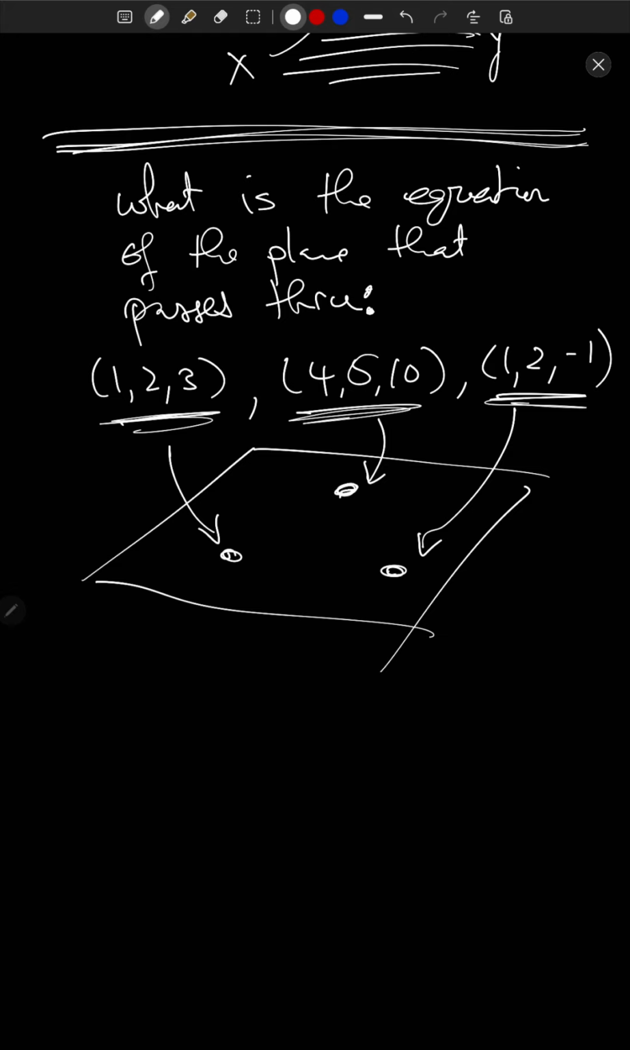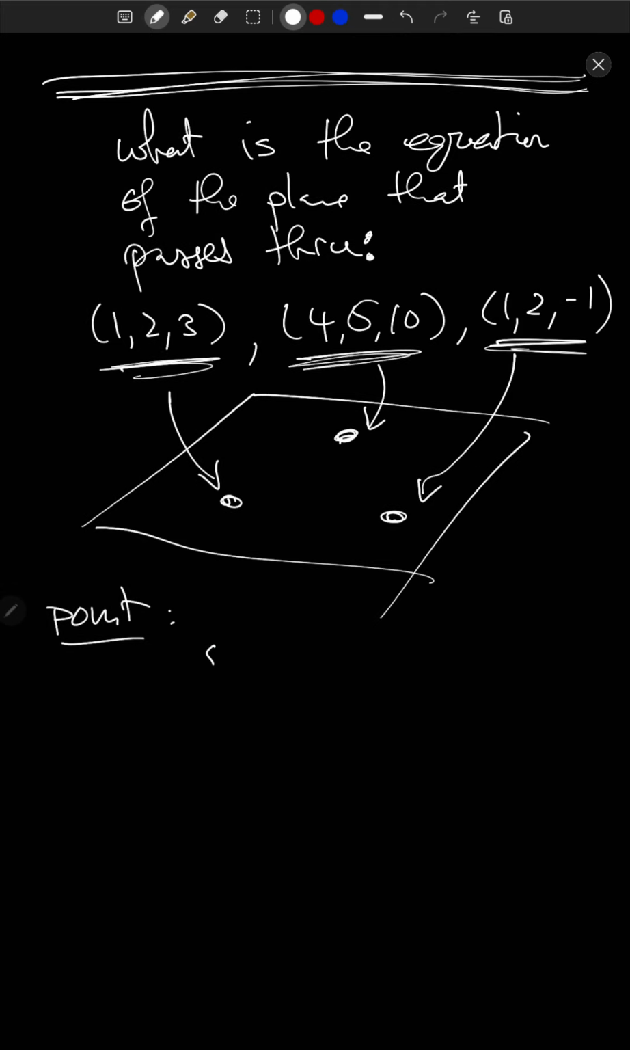This is a typical homework problem. And again, just like with lines, whenever you're asked to find the equation of a line, you need a point and you need the direction of the line. If you need to find the equation of a plane, you need a point and you need the normal direction. So immediately, you're all set with the point, any one of the three. Let's just use 1, 2, 3. Okay, what about normal direction?